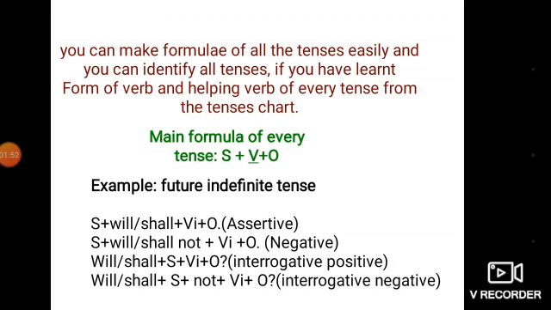As we know that main formula of every tense is subject, verb and object. You can see on the slide written in green color. If we make some changes in the verb and we put helping verb before the verb, we can make formula of every tense. For example, if I want to make the formula of future indefinite tense, so this is not difficult, this is easy. I should know 2 things: form of verb and helping verb of future indefinite tense. As you see on the slide, I have made for you.